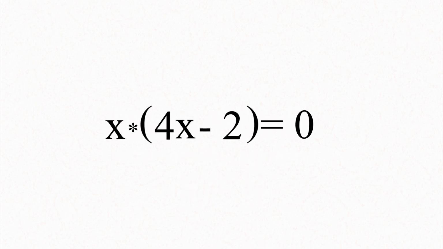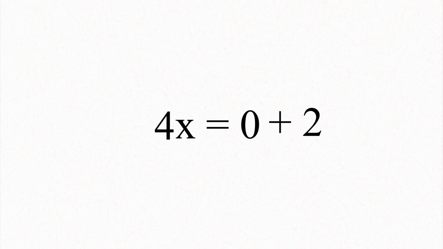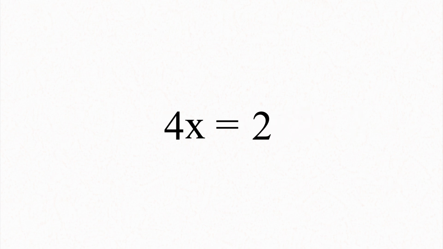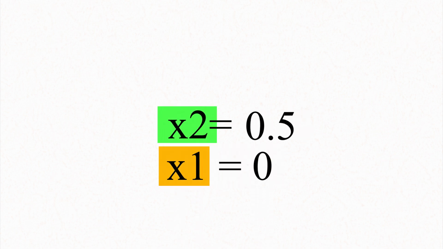The second root comes from the expression inside the parenthesis. 4x minus 2 equals 0. Move minus 2 to the right side and change its sign to the opposite. We get 4x equals 2. Then divide 2 by 4 and we get x equals 0.5. So x1 equals 0 and x2 equals 0.5.